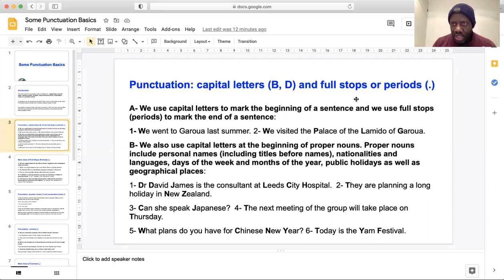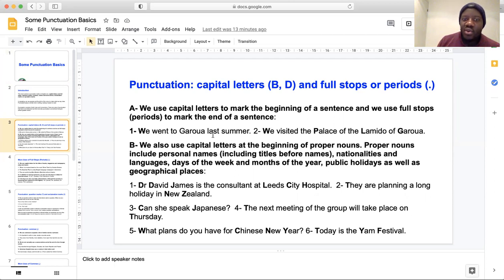Full stop as in UK or British English or Australian and New Zealand English, we use capital letters and full stops, capital letters to start a sentence and full stops to end the sentence. And full stops in American English or in Canadian English sometimes are called periods. Okay, so we use capital letters to mark the beginning of a sentence, and we use full stops or periods to mark the end of a sentence. Remember I said period, we call the full stop a period in American English, and in British English we call it a full stop, spelled as two words.